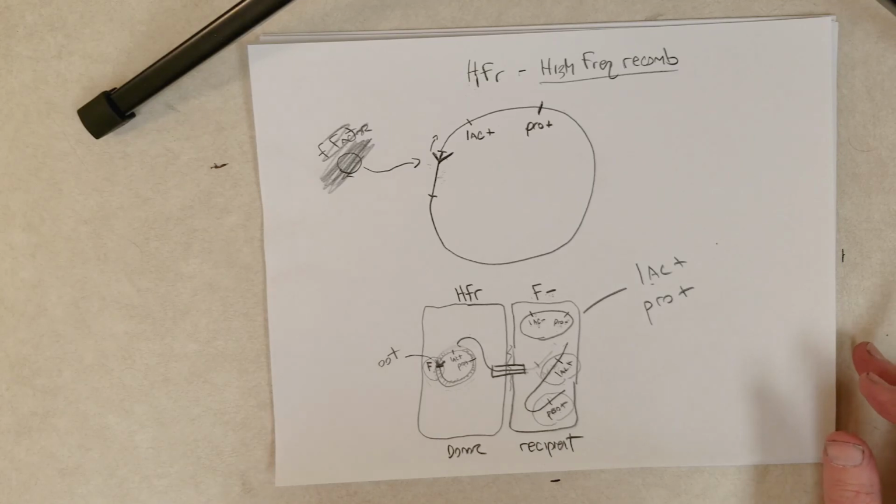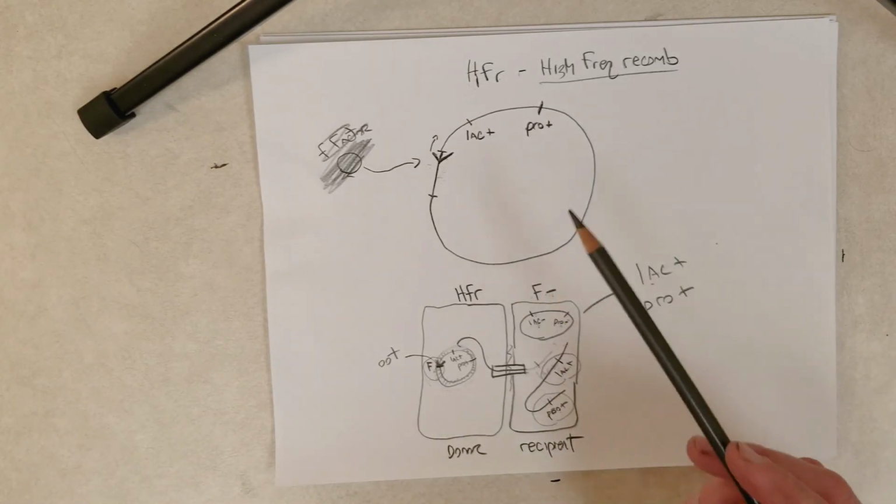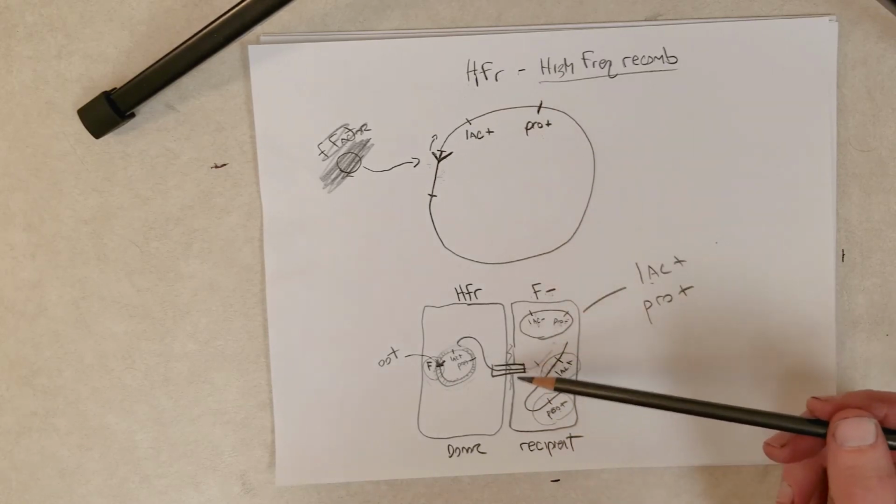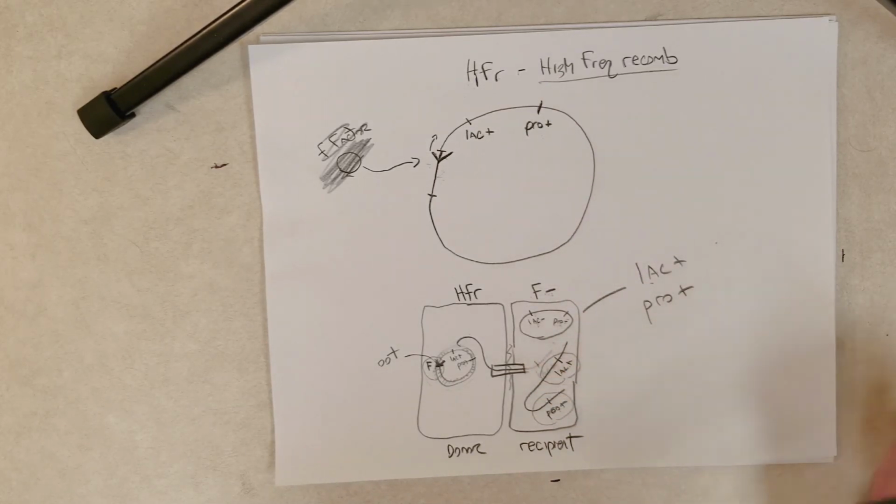So that's it for this video. In the next video, I'm going to talk about how Hfr-mediated conjugation was used to make the first genetic maps of genes in bacteria.